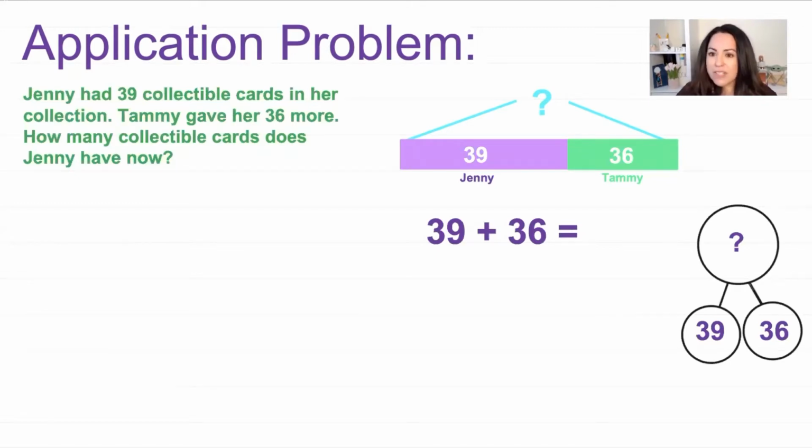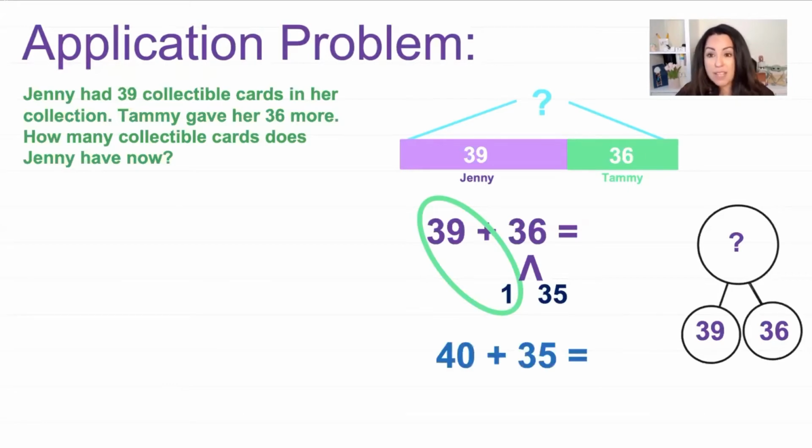I'm going to solve this with another number bond. I'm going to break that 36 apart and make it 1 and 35. And the reason why is because that 39 is really close to a friendly number. It's really close to 40. So if it's really close to 40, why not make it a 40? So now my new number sentence is 40 plus 35. And you can see where I made my 40 and then I had 35 left. That's a lot easier to do in my head.